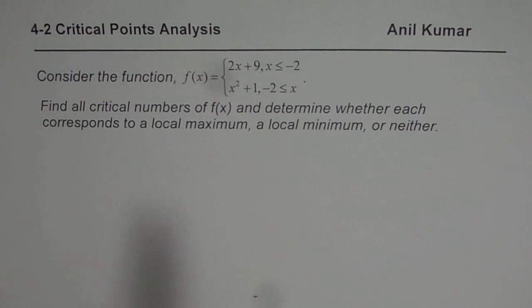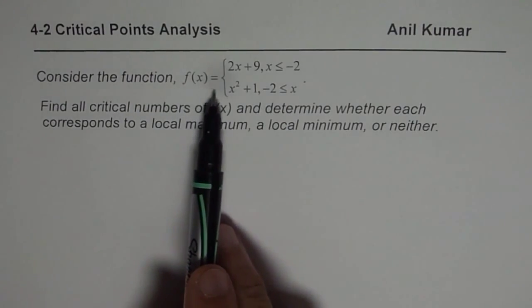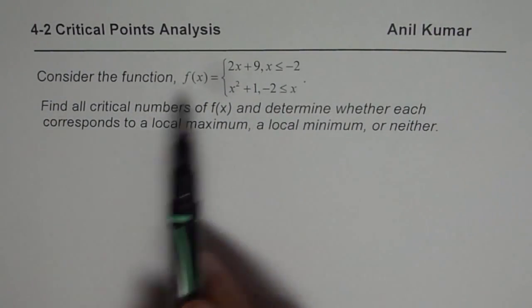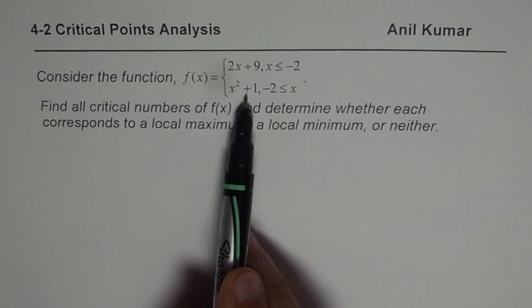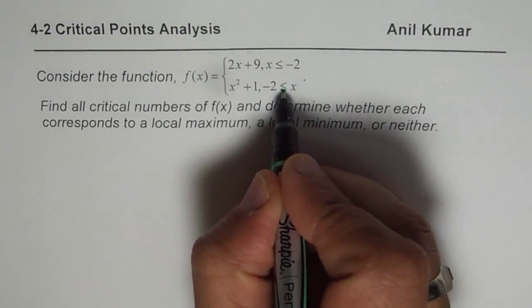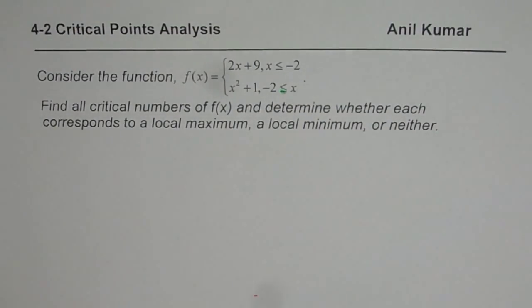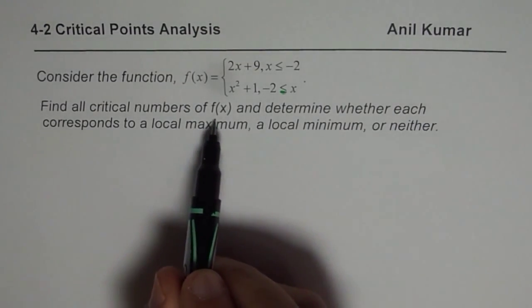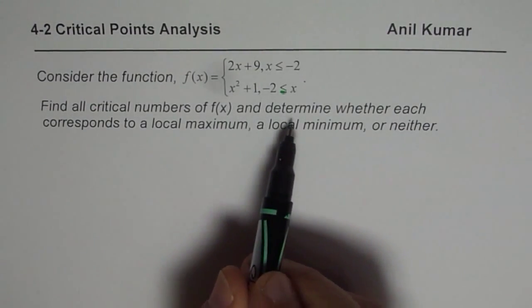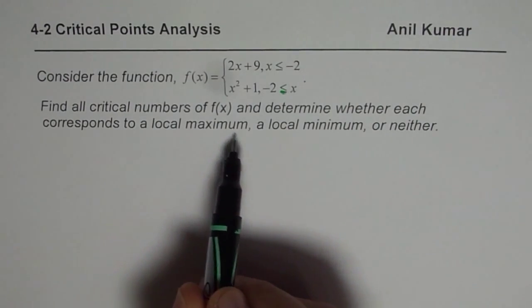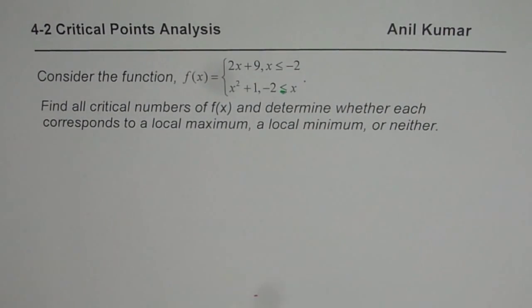The question here is, consider the function f of x equals 2x plus 9 when x is less than or equal to minus 3 and x squared plus 1 when x is greater than minus 2. Let me correct this, it should be less than or equal to minus 2 in one place and greater than minus 2 in the other, so the boundary is used only at one place. Find all critical numbers of f of x and determine whether each corresponds to a local maximum, a local minimum, or neither. So that is the question for you.